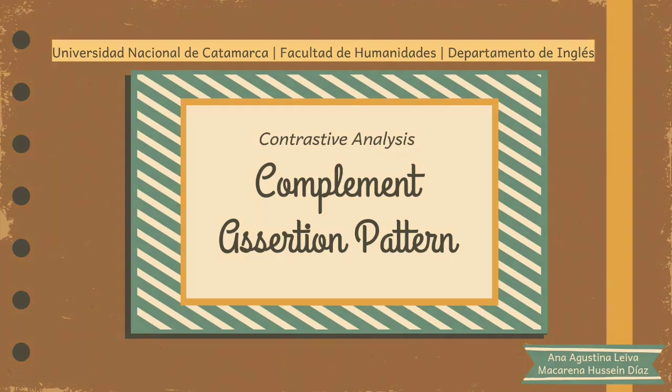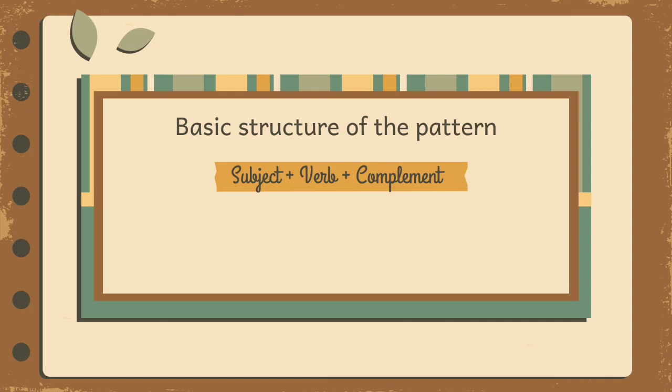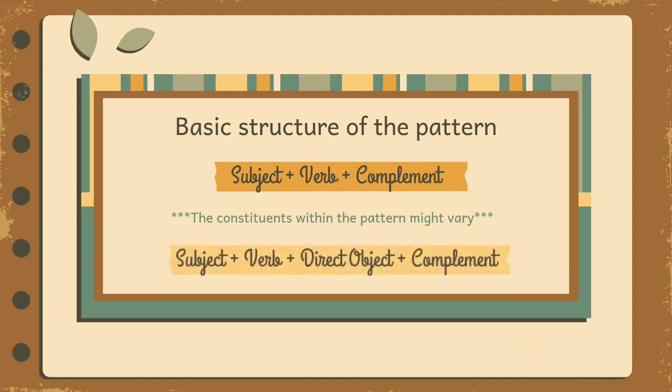Concerning this pattern, the complement assertion pattern, we have three main constituents within its structure. There is the subject, that is followed by the verb, and finally the complement. We need to bear in mind that there might be some variations regarding these constituents, mostly when we add a direct object immediately after the verb, in the case of having a transitive verb that, as we know, requires this kind of object. In that case, the structure could be subject, verb, direct object, and complement.